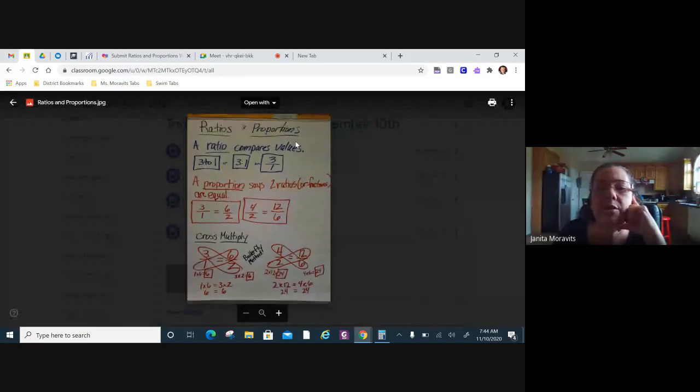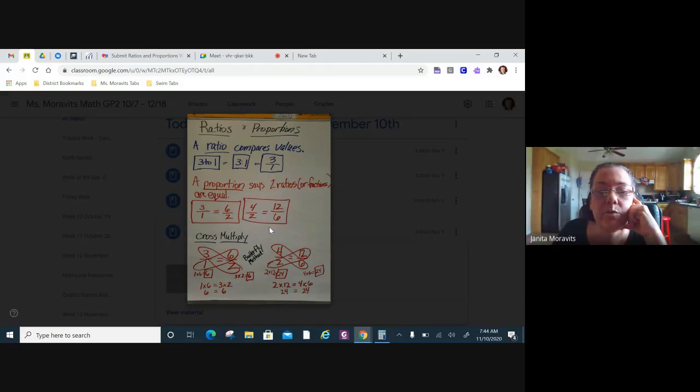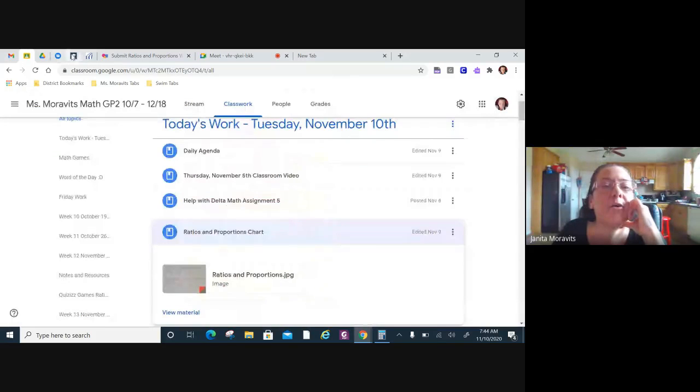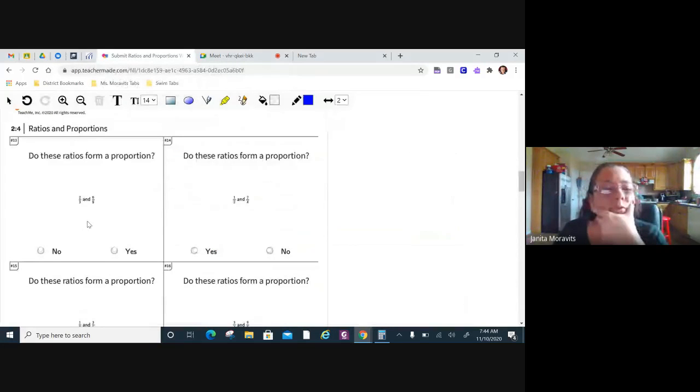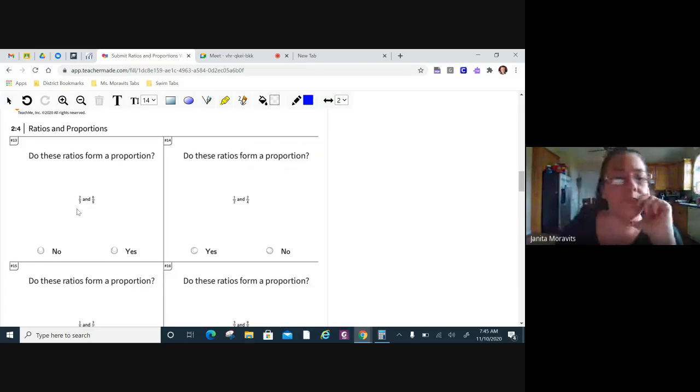This says that a ratio compares two values, but a proportion says that two ratios are equal. And we just worked a whole bunch of problems showing you how to decide if they are equivalent. So now let's go back. Now, in order to form a proportion, these have to be equal. So for them to be equal, you have to be able to cross multiply, make your little butterfly, and come out with the same answer.